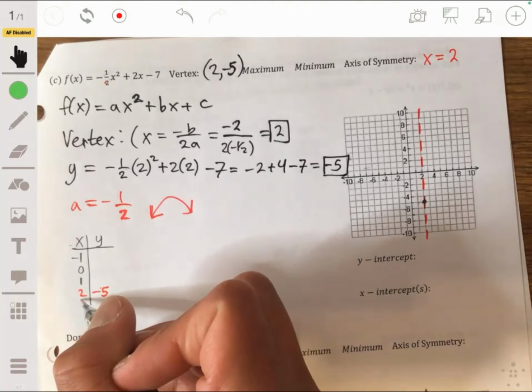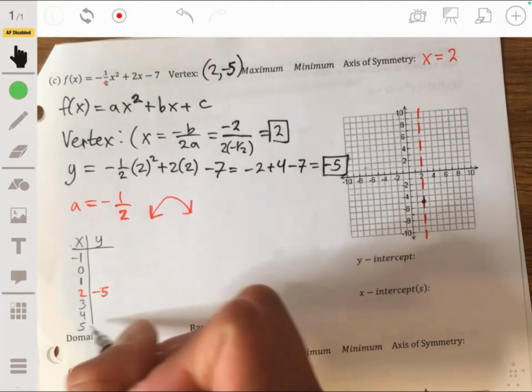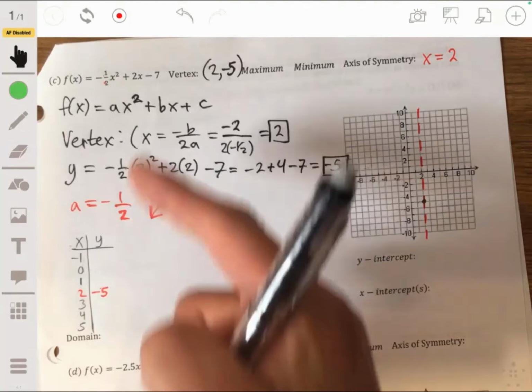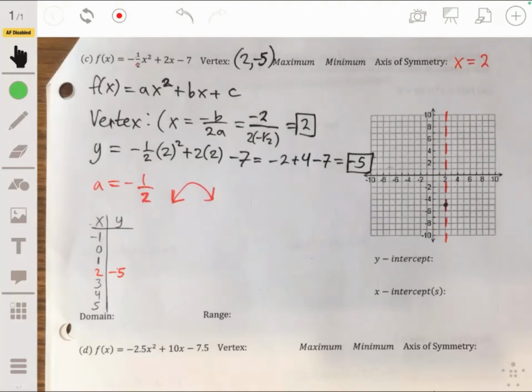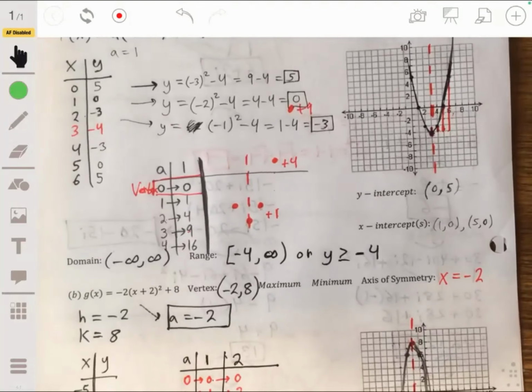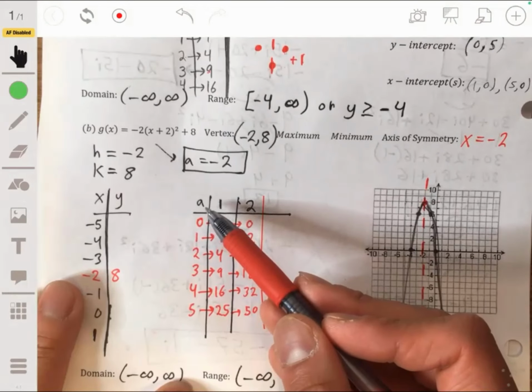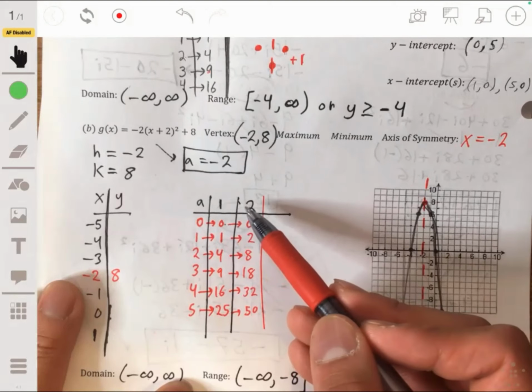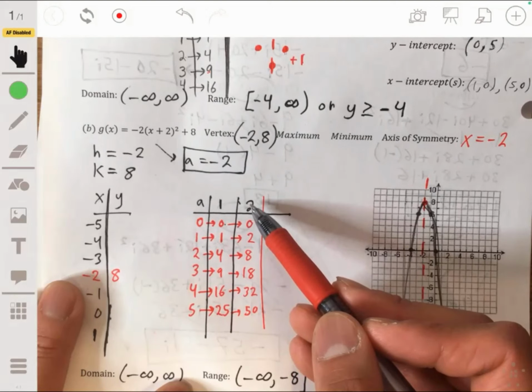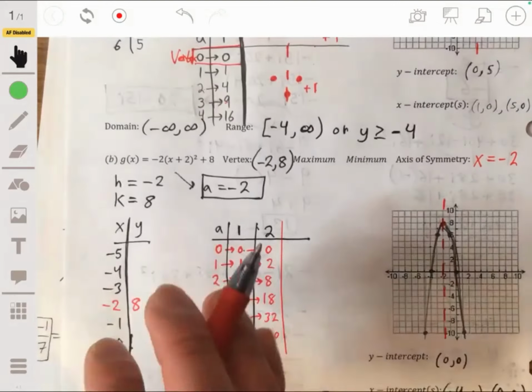And then after 2, 3, 4, 5, you can plug these numbers in and calculate it. But if you can catch on to this trick, you'll save all this tedious work. So let's look at this. So remember my table, our a value could be 1 and then 2. But what if it's 1/2?